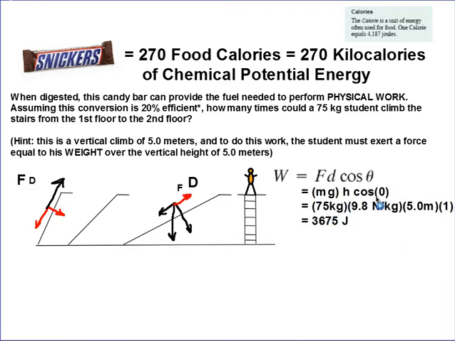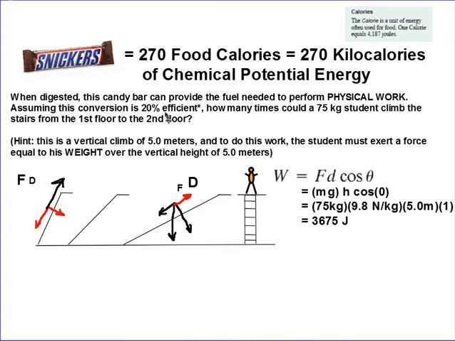Now we can plug in some numbers here: m times g times h times cosine of theta. This is just a way to calculate the work that he does, and hopefully you can follow through with that math. That's how much work he does in climbing the stairs. Whether or not he climbs them like this, or he climbs them on any of these paths, he does the same amount of work in all those cases.